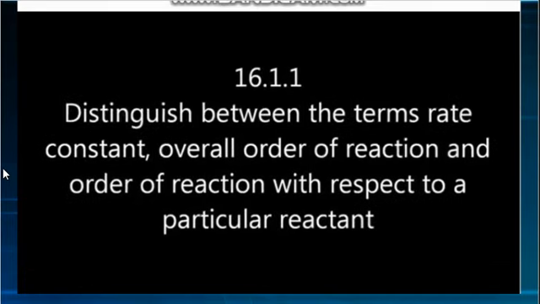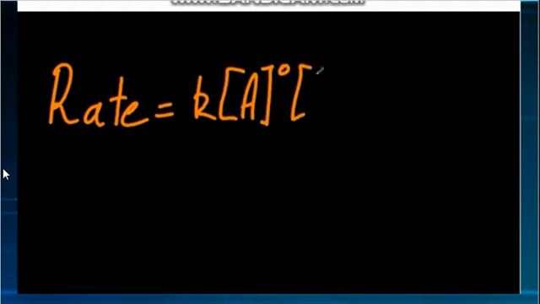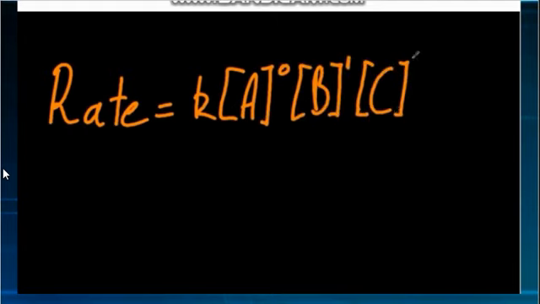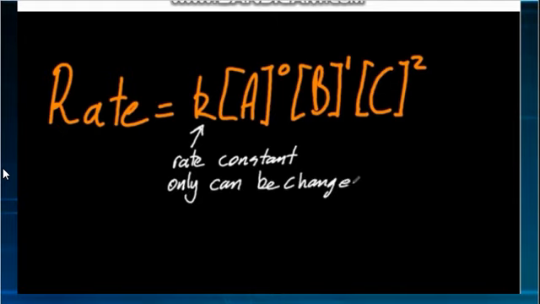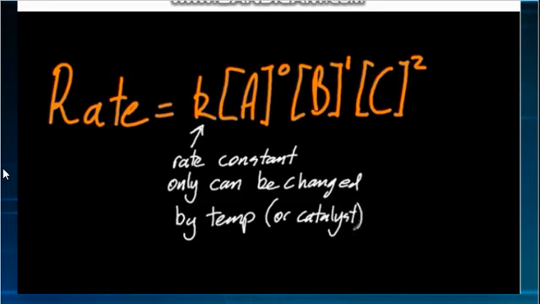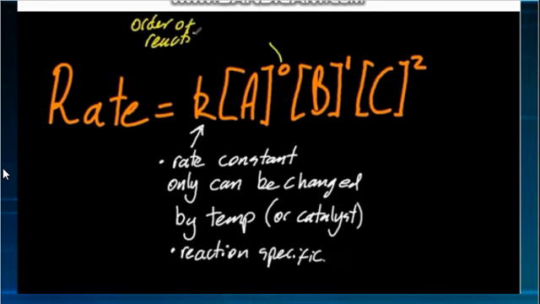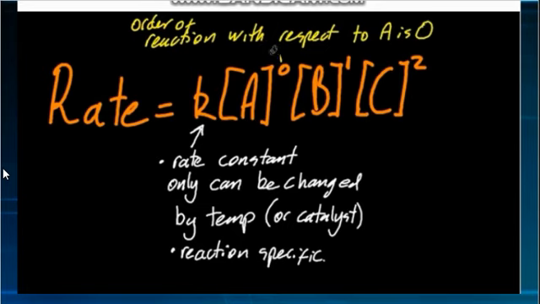Okay, distinguish between these different terms. So here's a generic rate equation. Square brackets means the concentration in molar, and A, B, and C are reactants in whatever equation we're looking at. K is the so-called rate constant. You can only change that by changing the temperature or adding a catalyst, which DIB doesn't really need you to know. And the rate constant is specific to each different reaction. It's not like pi that's constant for everything, it's different for each reaction. And the order of reaction is the superscript. So for A, the order of reaction with respect to A is 0.